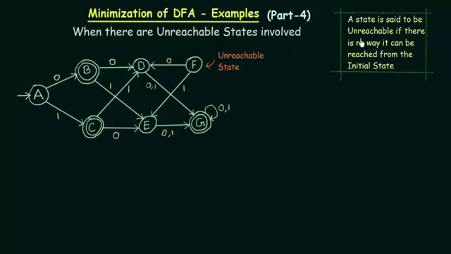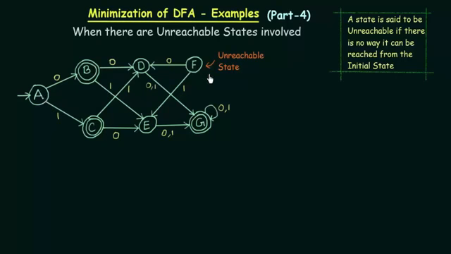A state is said to be unreachable if there is no way it can be reached from the initial state. In the DFA that we have here, we see that F is called an unreachable state. And why is F an unreachable state? That is because there is no way in which F can be reached from the initial state. So here we have our initial state as A, and if you observe carefully, you see that there is no way in which you can reach F from this initial state A.